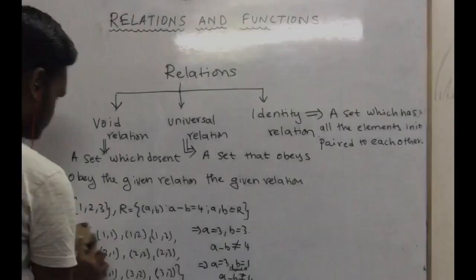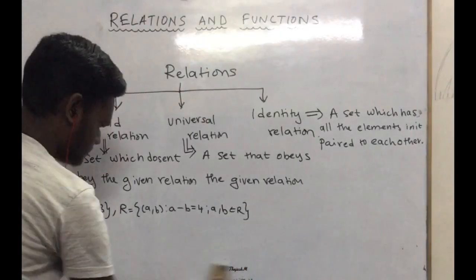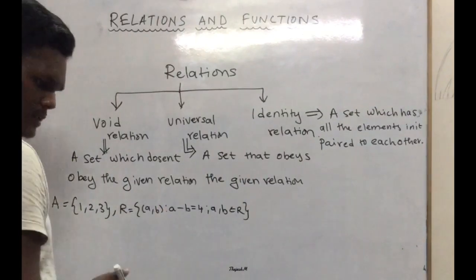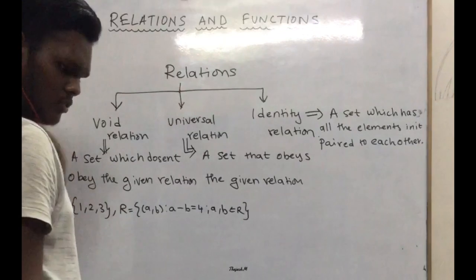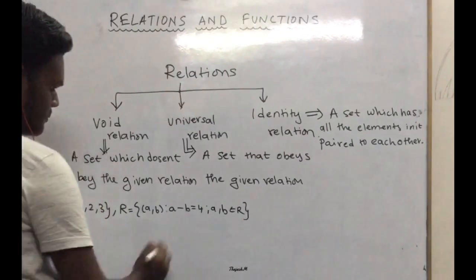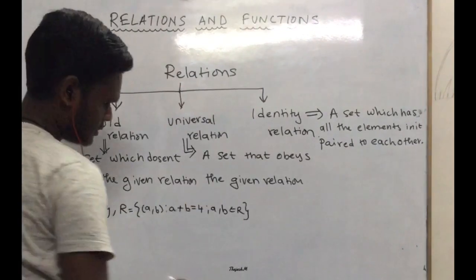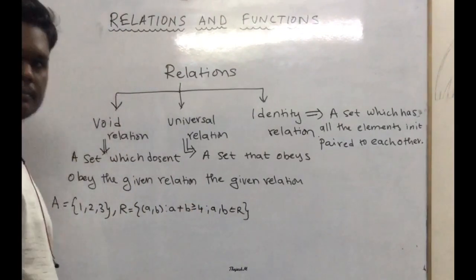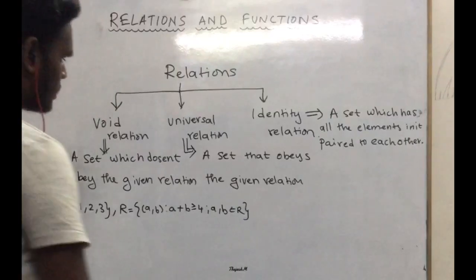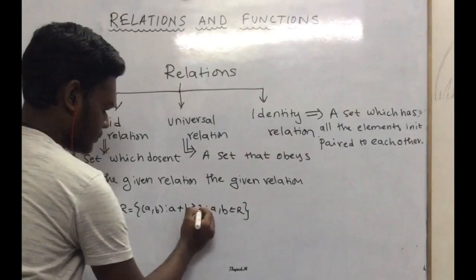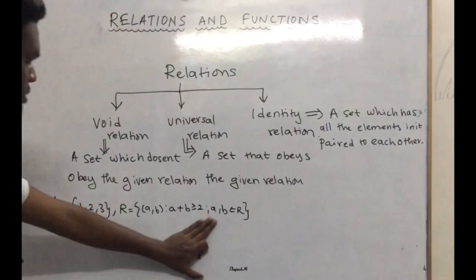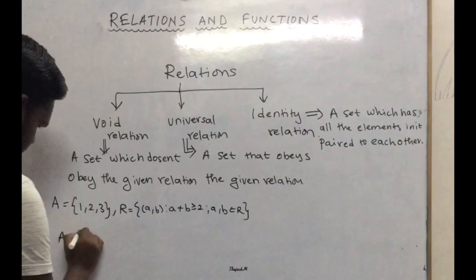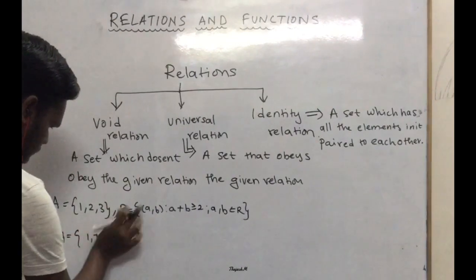So now, let me explain what is the universal relation. Let's take the same set, and let's say for universal set, that a plus b should always be greater than or equal to 2. So this is my relation. So we need to check if this satisfies the relation, for the same set.